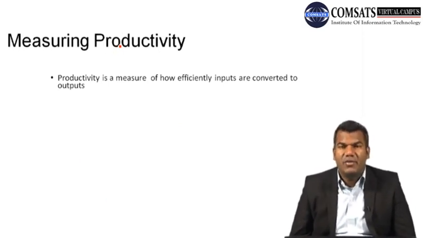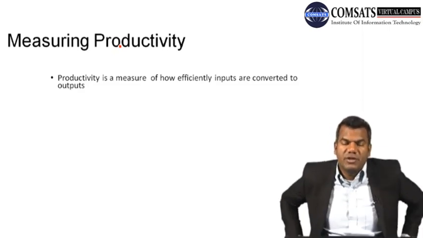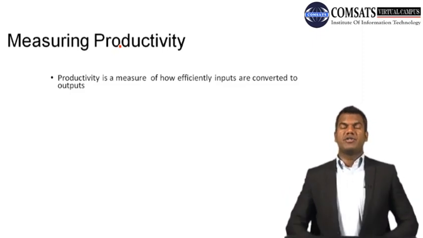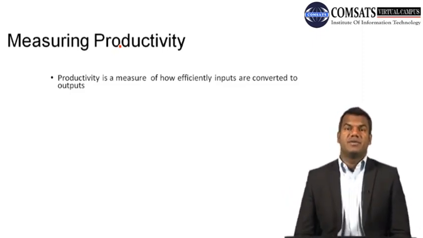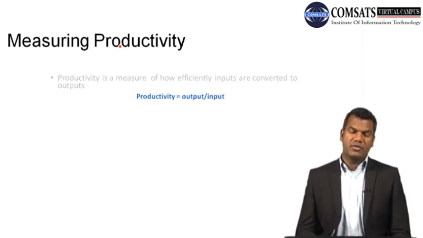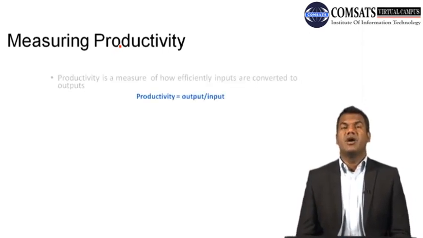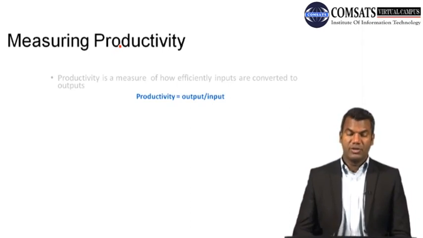Before productivity, we talked about operational efficiency. Let's now talk about measuring productivity. Productivity is a measure of how efficiently inputs are converted into your outputs. In how much time, okay? For this we have some calculations. What do we call productivity? Output divided by your input.